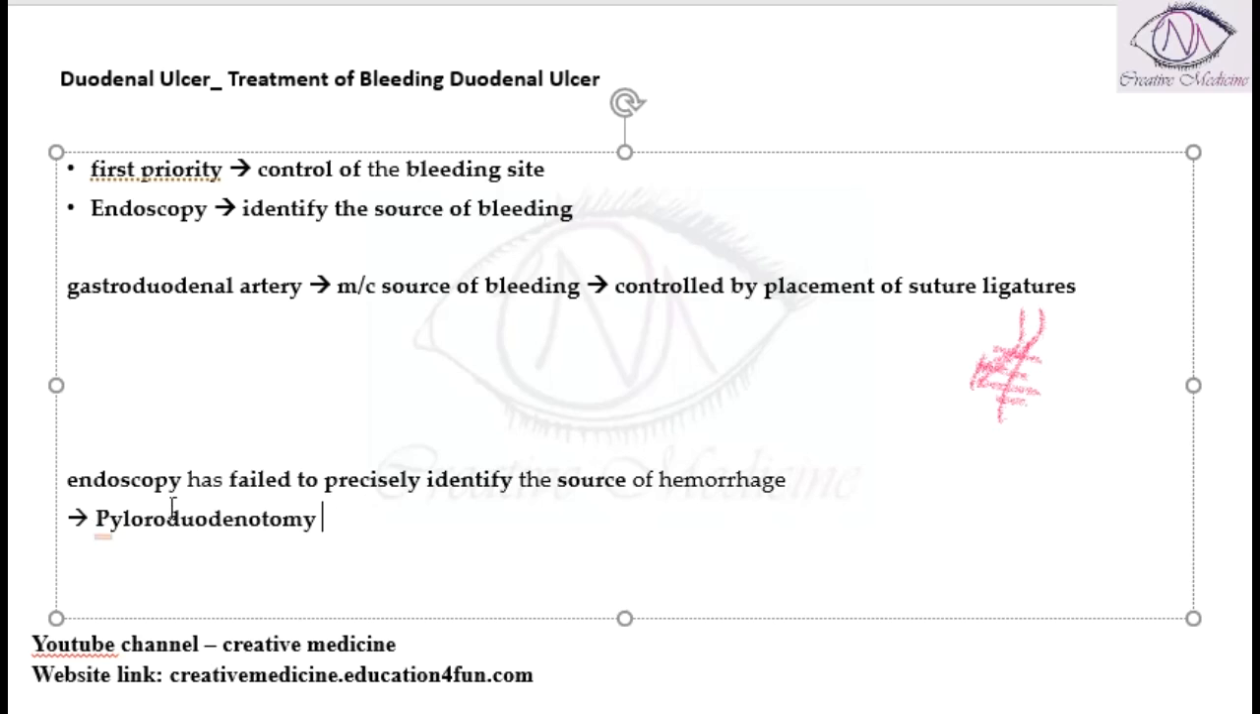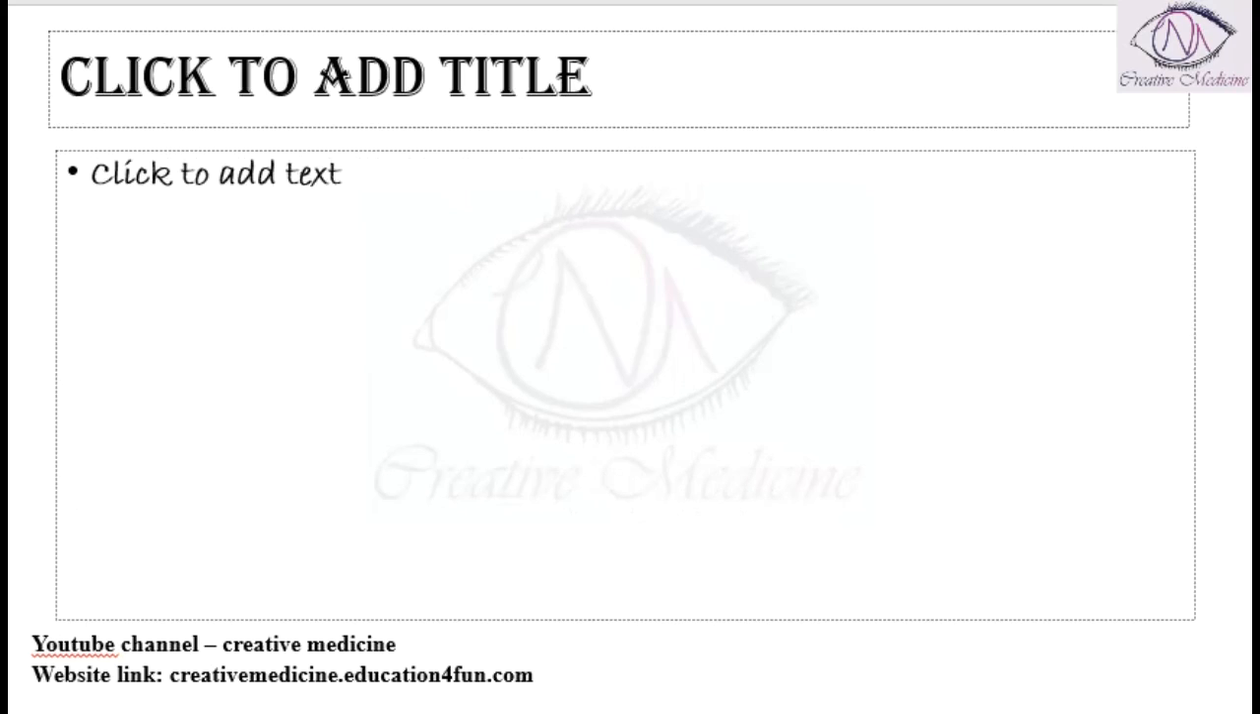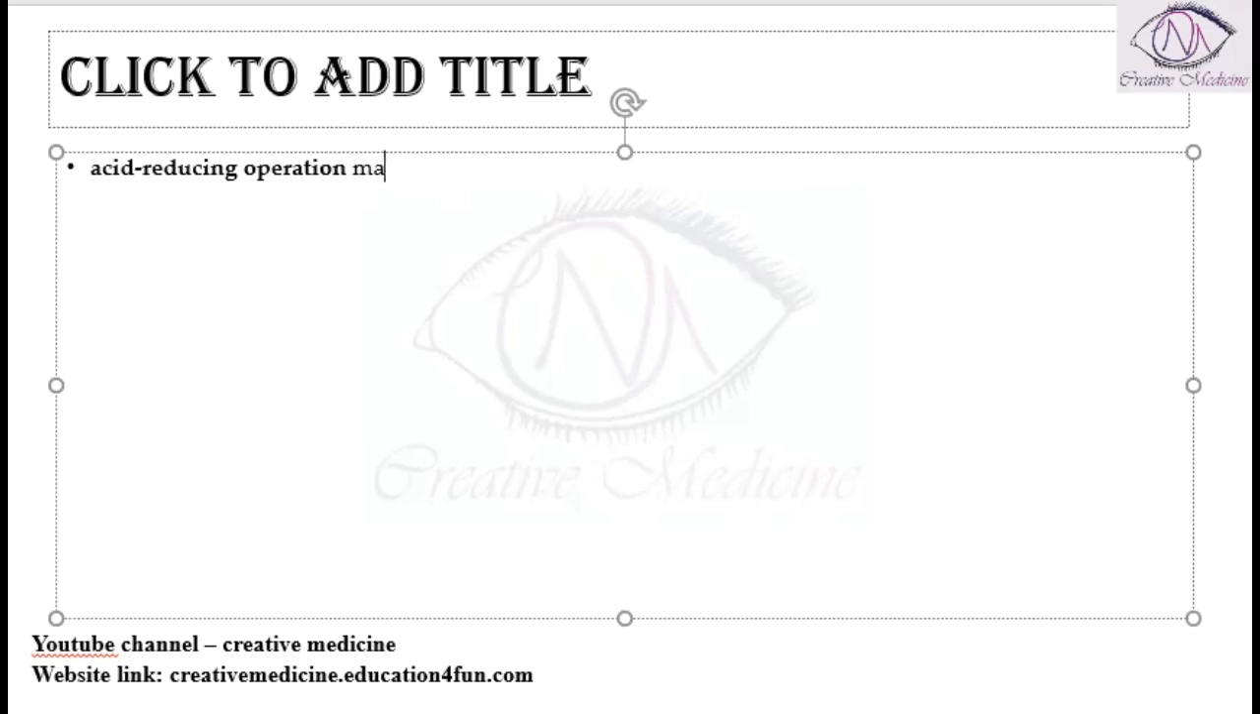You will have to open the duodenum or the pylorus, and then you will have to visualize, or inspect, the duodenal bulb and gastric antrum for the bleeding. And then obviously, based on the bleeding artery, you will put the ligatures. Now, after resolving the bleeding, you should do an acid reducing operation.